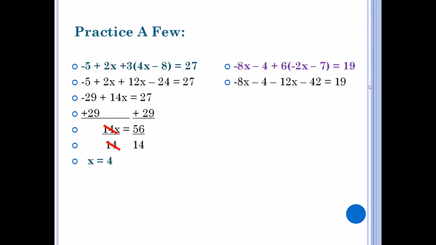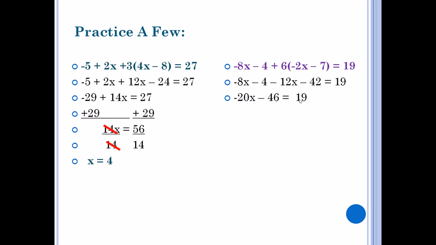Again, who cares that it equals 19? We still have to clean this up. Let's look for matches. I've got a -8x and a -12x. So that gives a -8 and a -12 is a -20. And then I have -4 and a -42. So we have -20x take away 46 equals 19.